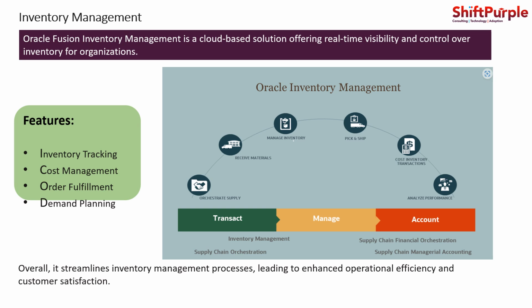So what we do in inventory management, from the diagram you can understand, on the left: orchestrate supply, from where you want or from where supply is coming. Then you receive the material. Then you manage the inventory, either a subinventory transfer kind of thing. Then, if some sales order comes, you pick and ship. You cost the inventory transactions and you analyze the performance.